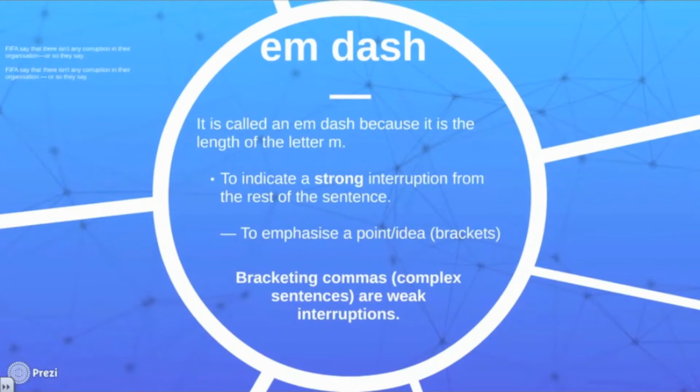The M dash is the dash that we probably use more. It's called the M dash again because it's the length of the letter M. And we use it within our writing to indicate a strong interruption. So it might be to emphasise a particular point or idea. We could use brackets, but we can also use dashes. It might be to emphasise a thought from a character.